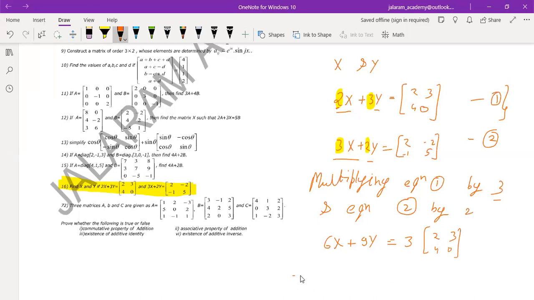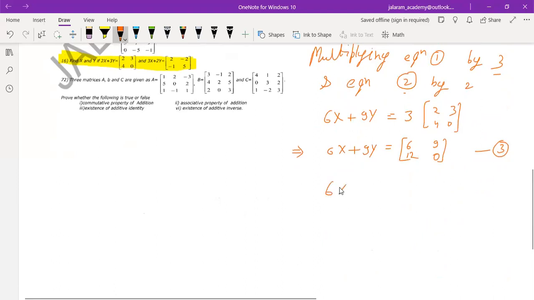Whenever you multiply a matrix by a constant like 3, we have to multiply all the elements of this matrix by 3. So 3 2s are 6, 3 3s are 9, 3 4s are 12, 3 0s are 0, which is equation number 3. And now we are multiplying equation 2 by 2.